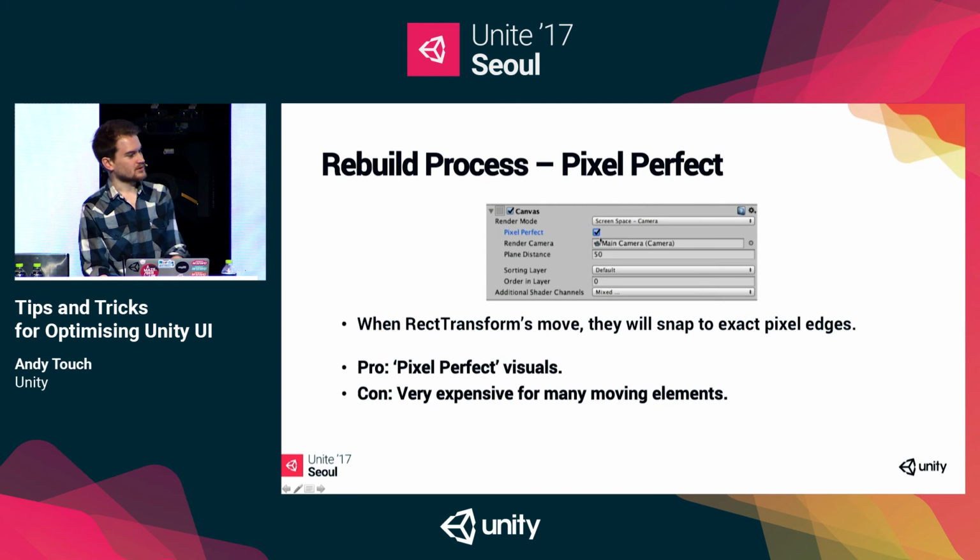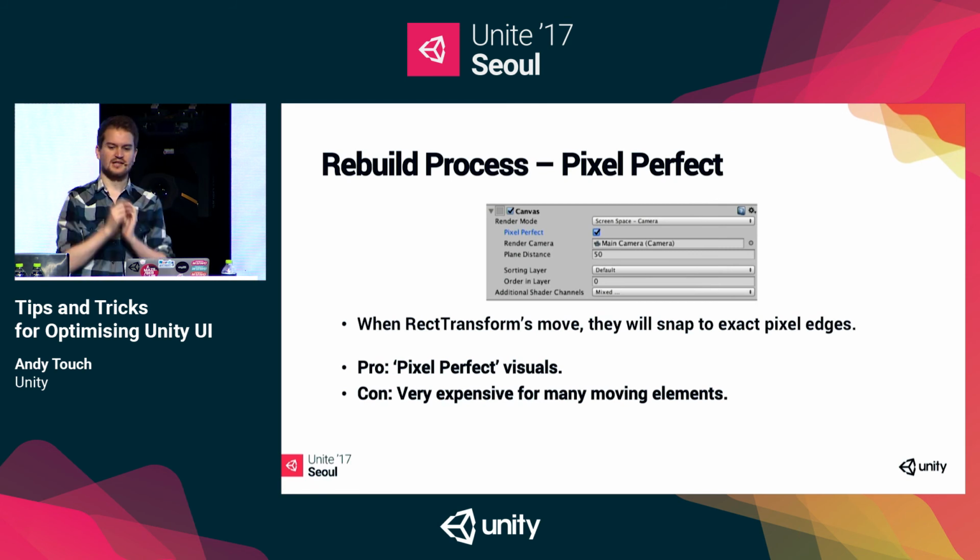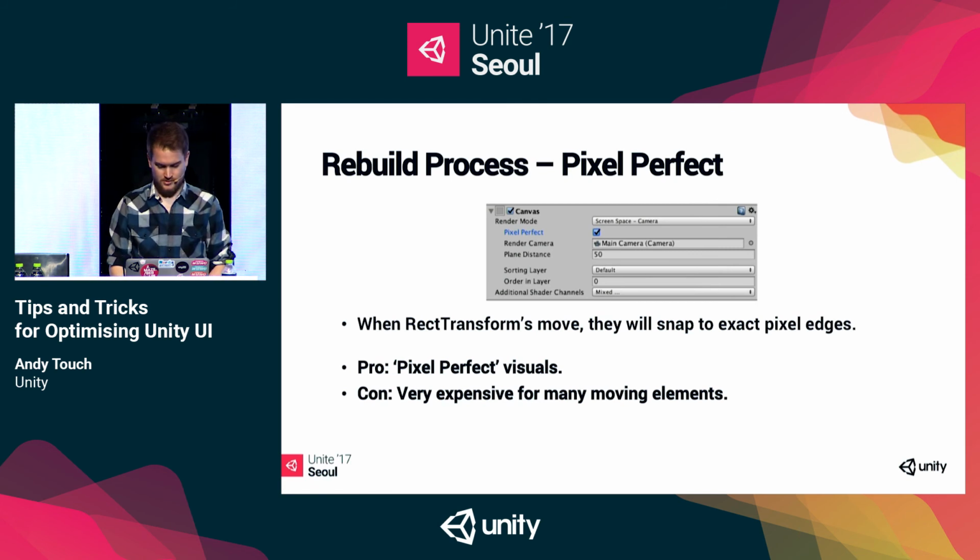And there's this magical button, which lots of people like ticking, and I don't like it when people tick it. And that's pixel perfect. And this is quite useful on the canvas, for when a rect transform moves, it snaps it to pixel edges. The pro is you get pixel perfect visuals, and things look very crisp. The downside is as you scroll, all the elements of that canvas are constantly snapping to the right pixels.